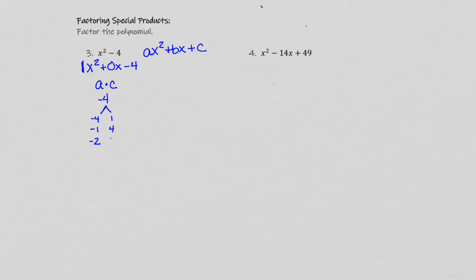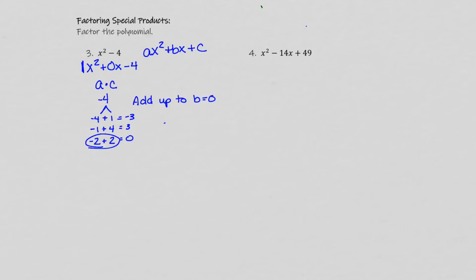a negative 2 and a positive 2. And I can't think of any other factors. So those are all my factors. And I want the factors that add up to b, and in this case our b is 0. Well, if I add these, I get negative 3. If I add these, I get 3. If I add these, I get 0. So to me, it looks like negative 2 and 2 are my factors.